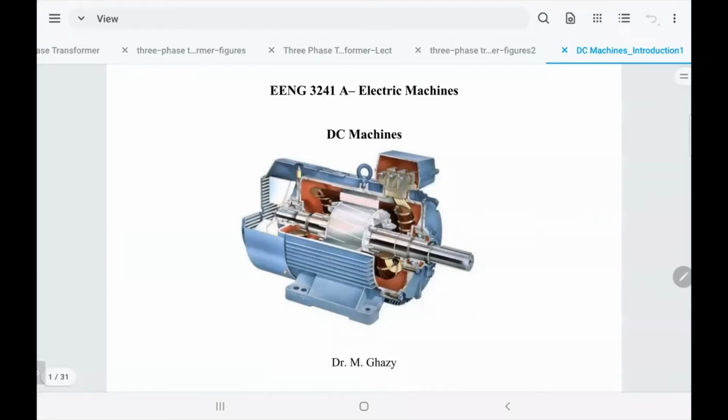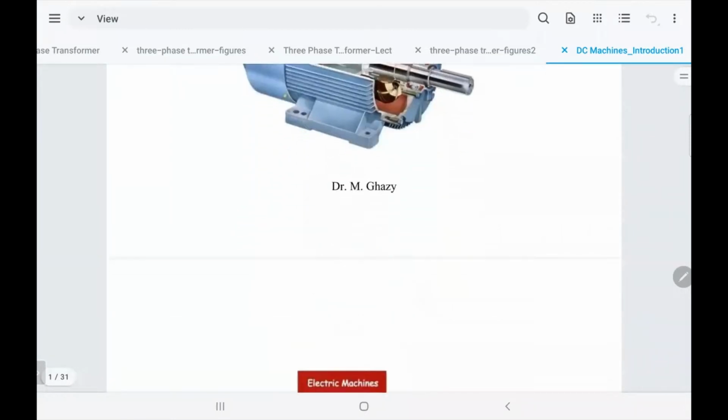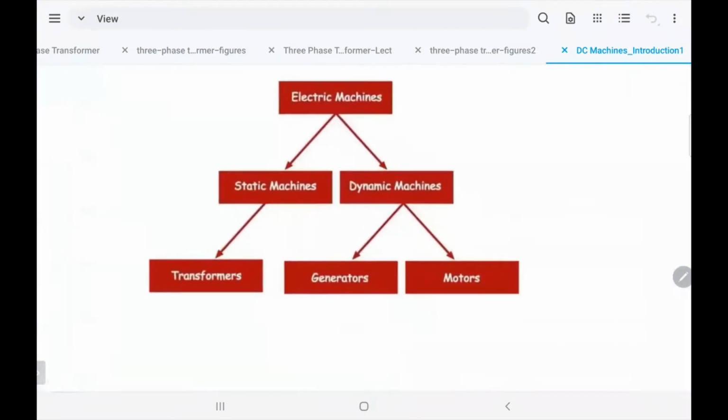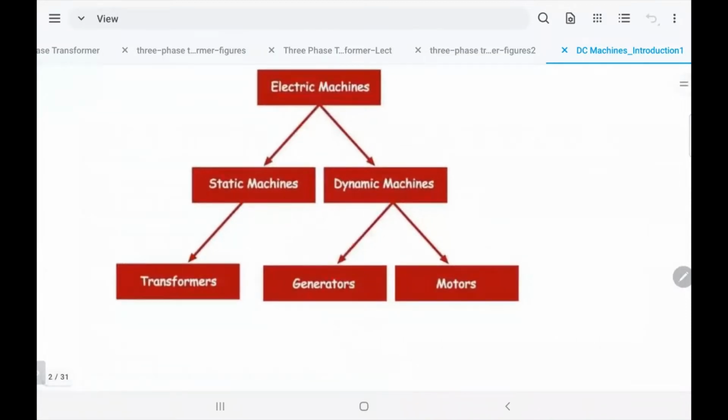A new chapter, electric machines. So you might ask what we did before. It was not electric machines. Electric machines in general, if you look at the types, you have static machines and you have dynamic machines. The static machines are transformers, with no moving parts. It's just static.